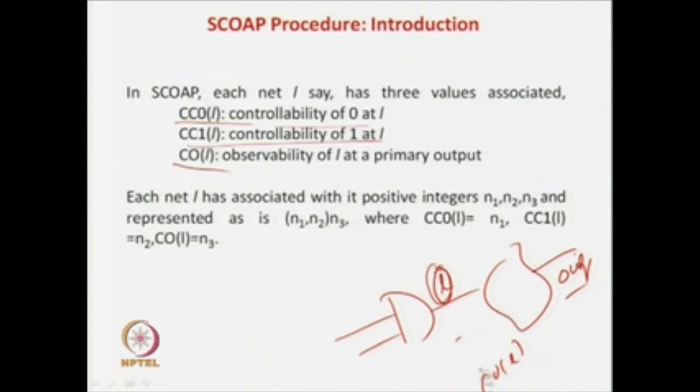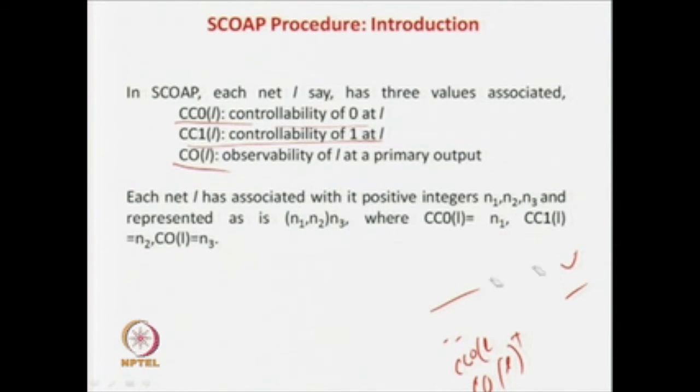Now, if you want a test for the stuck-at-1 fault, what do you have to do? You have to apply a combinational controllability of 0 at L. If it is stuck at 1 here, you have to apply a 0. Now, this effect has to be propagated to the output, so you can observe the value at the output. So, it is the combinational observability of L at the primary output. If you add them, then you get the difficulty of testing the stuck-at-1 fault at the net L.